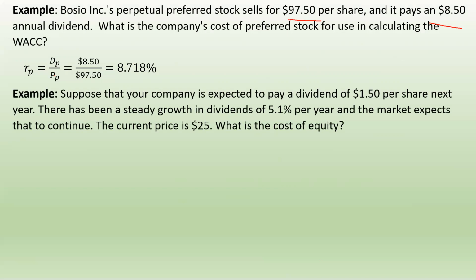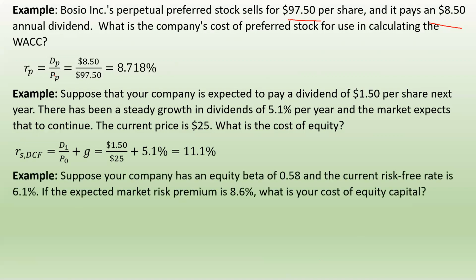In the next example, suppose that your company is expected to pay a dividend of $1.5 per share next year. There has been a steady growth in dividends of 5.1% per year, and the market expects that to continue. So basically, the market expects the growth rate to be 5.1%. The price is $25. What's the cost of equity? So we use the DCF model, and we found the cost of equity is 11.1%.